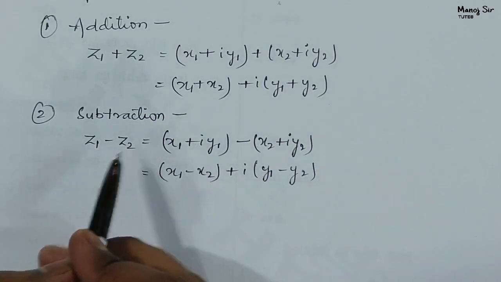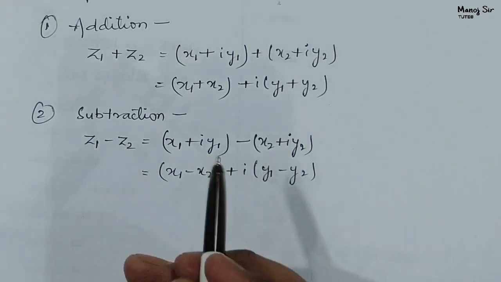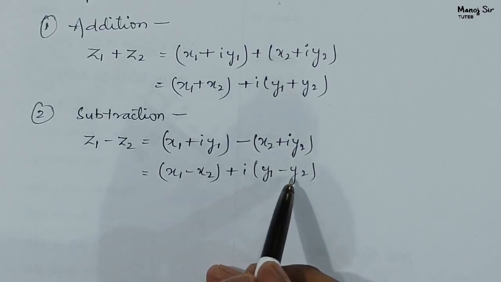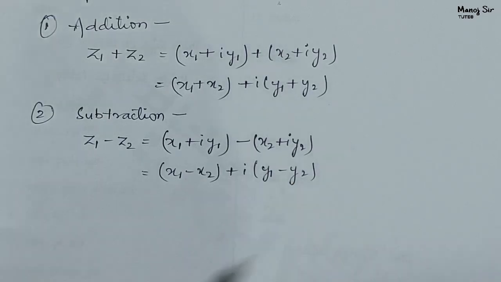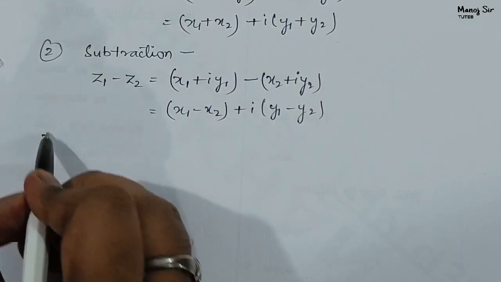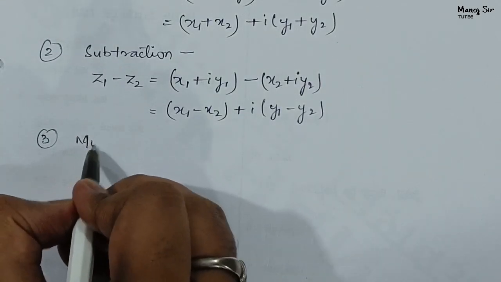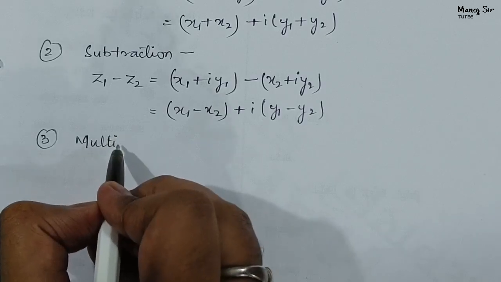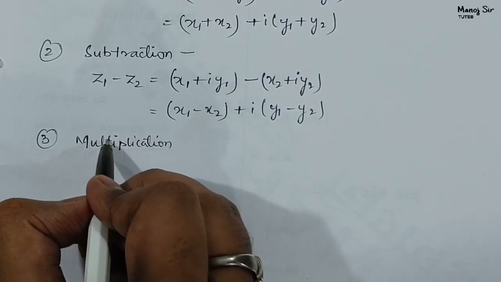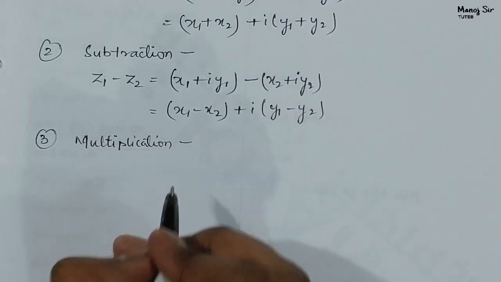Okay, suppose you want to find z2 minus z1. In that case, you will find x2 minus x1 plus i times y2 minus y1. Okay, fine. Now coming to the third part, that is multiplication of two complex numbers. Third part is multiplication. Multiplication of two complex numbers.